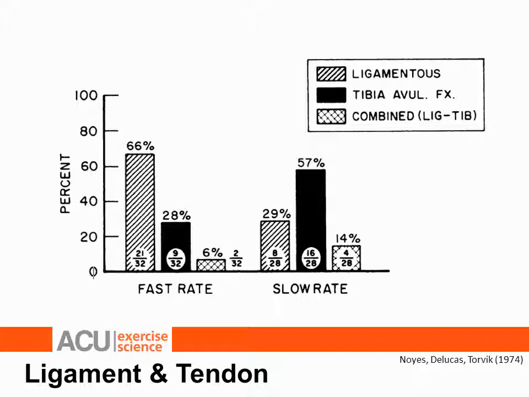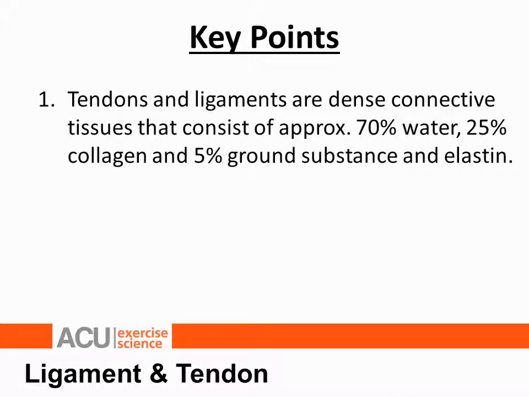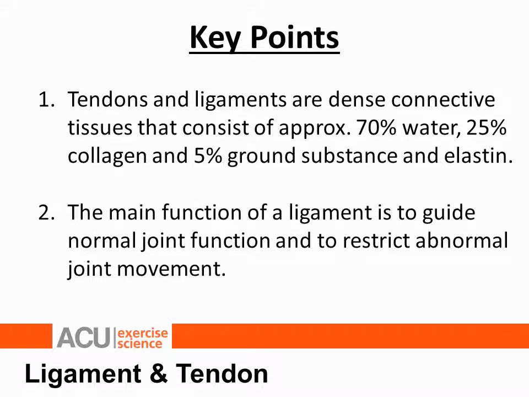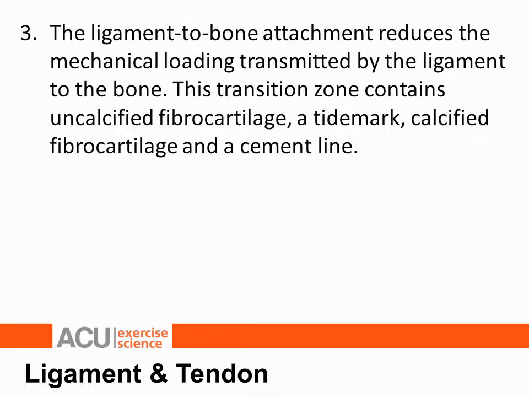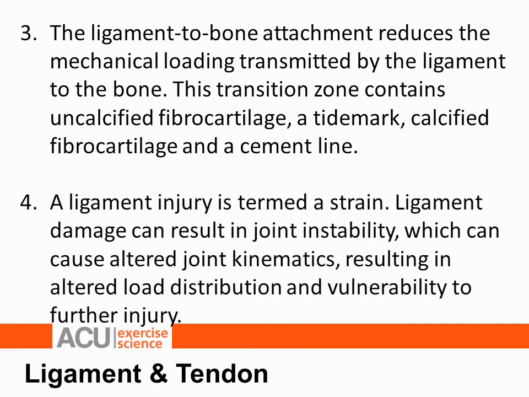So the key points or take-home messages from this last section in particular about ligaments are that ligaments, as well as tendons, are both dense connective tissue that consist approximately of 70% water, 25% collagen, and 5% ground substance and elastin, with the main function of ligament being to guide normal joint function and resist abnormal joint movement. Another key point is that the ligament-to-bone attachment reduces mechanical loading transmitted by the ligament to the bone, as well as understanding what this zone is comprised of.